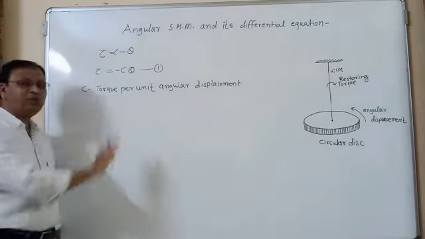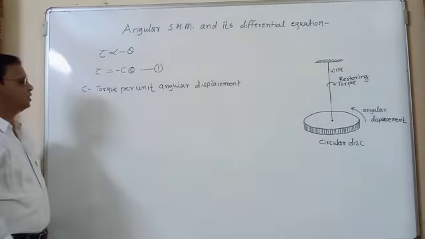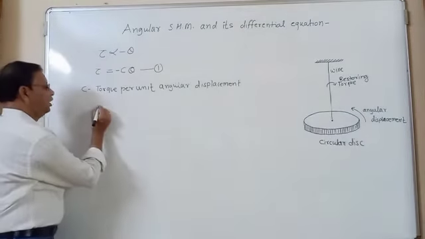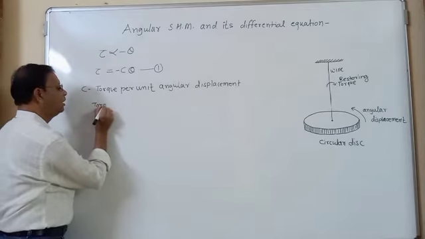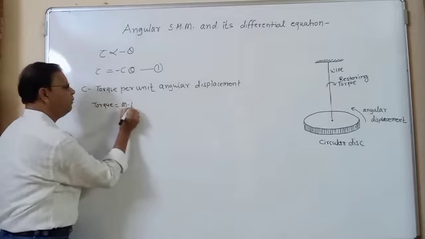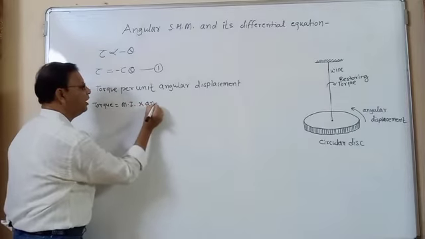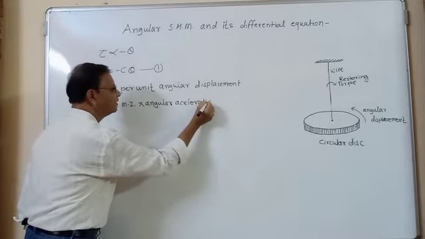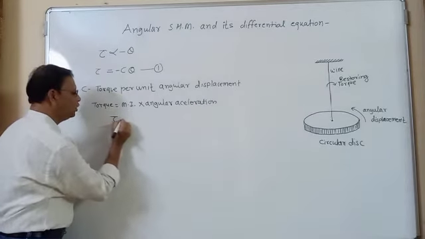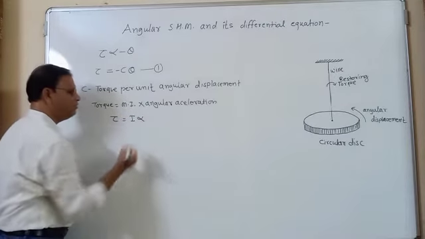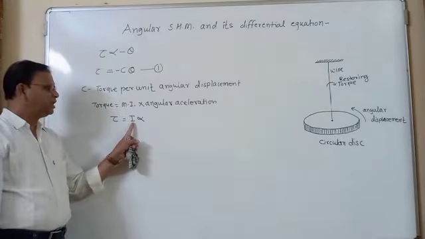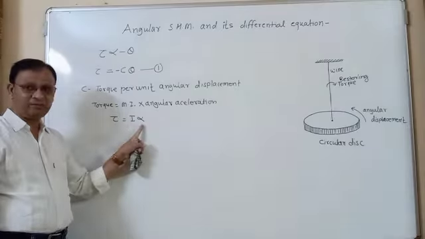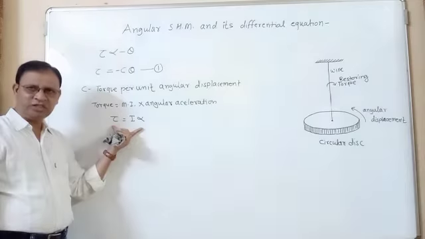So C is the torque per unit angular displacement. It is a proportionality constant. Now there is a relation: torque is equal to moment of inertia into angular acceleration. That is tau is equal to I into alpha. Moment of inertia is represented by letter capital I. Angular acceleration is alpha. So tau is equal to I alpha. This is the relation in rotational motion.